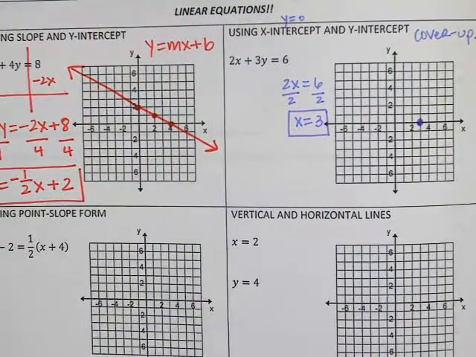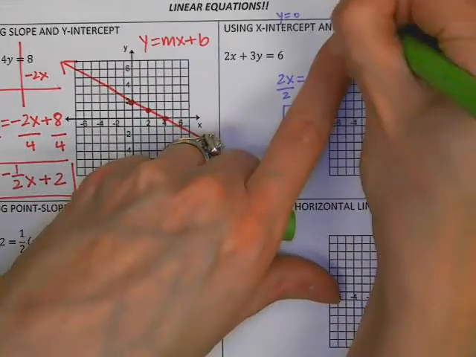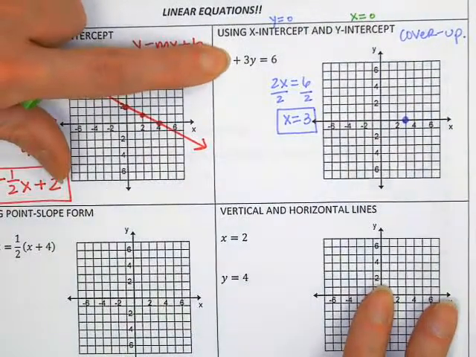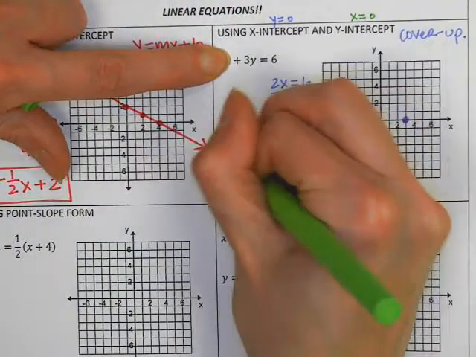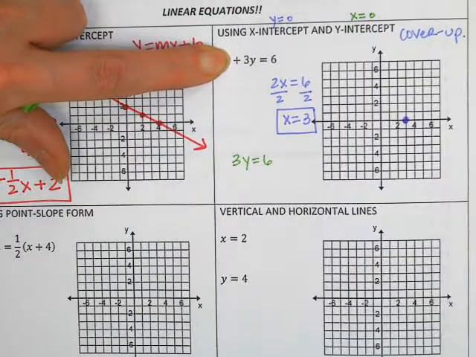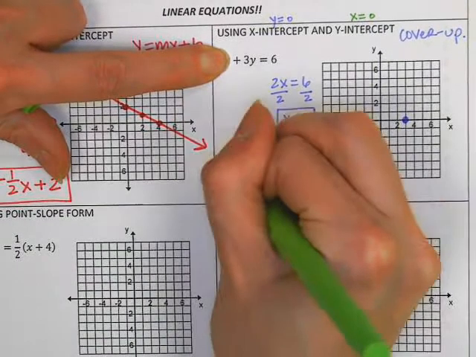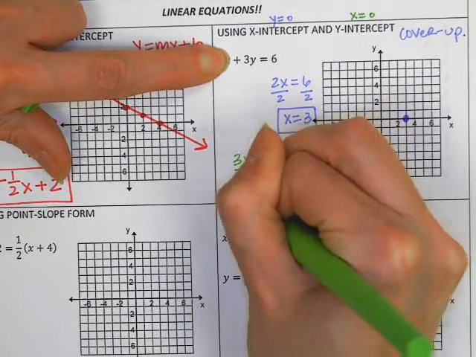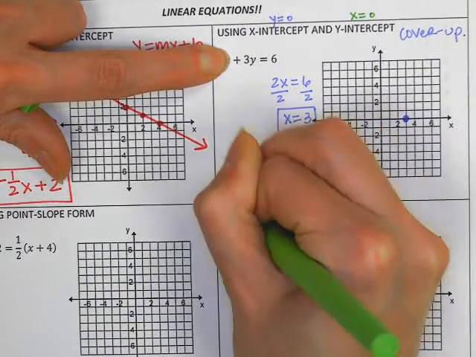Now the y-intercept is when x equals 0. So you can cover up the x, and I'm going to write it out. 3y equals 6. Now I need to solve that. So divide by 3, divide by 3. So y ends up being 2.